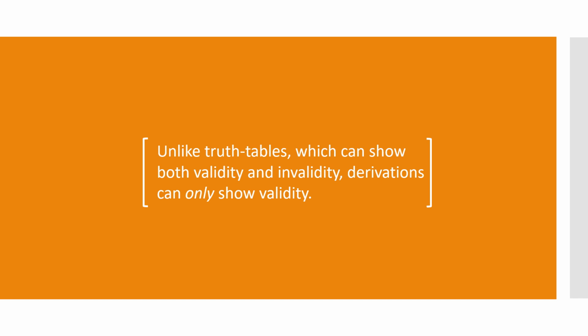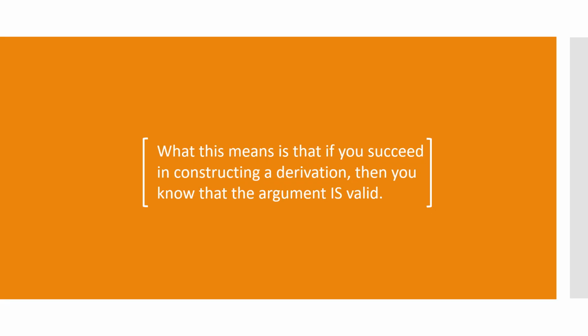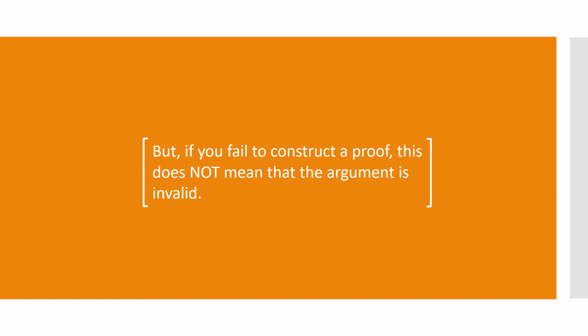Unlike truth tables, which can show both the validity and invalidity of an argument, derivations can only show validity. Now, what this means is that if you succeed in constructing a derivation or a logical proof, then you do indeed know that the argument is valid. But if you fail to construct a proof, this does not mean that the argument is invalid. And you're not really in a position then to assert anything about the argument's validity based on your failure to offer proof.